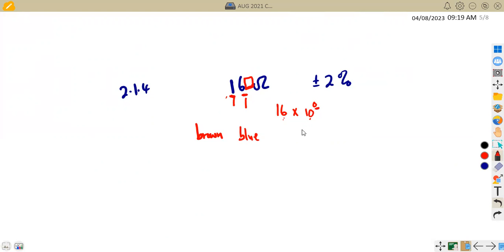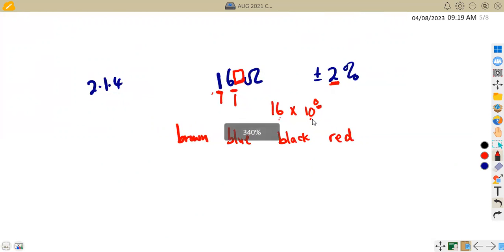So this is 10 to the power of 0 in this case, and 0 is black. So this is going to be black for the multiplier. Then the 2% for the tolerance corresponds with a red. So these are the colors that you're going to have from your color coding. You're supposed to be well used to your color coding.